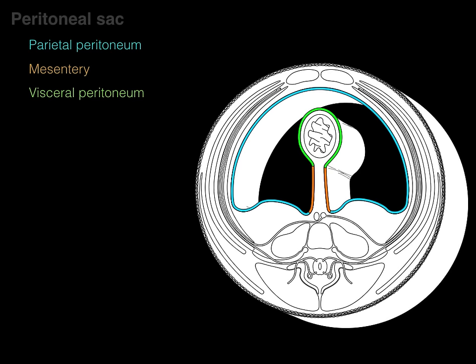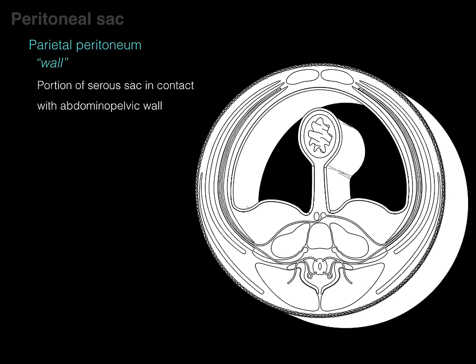Okay, so now let's talk about this peritoneal sac that has the following three components: parietal peritoneum, mesentery, and visceral peritoneum. So the parietal peritoneum, and the word parietal means wall. It's the part of the peritoneal sac that lines the wall, and it's in contact with the abdominal pelvic wall there in blue, and it's going to be innervated by somatic nerves.